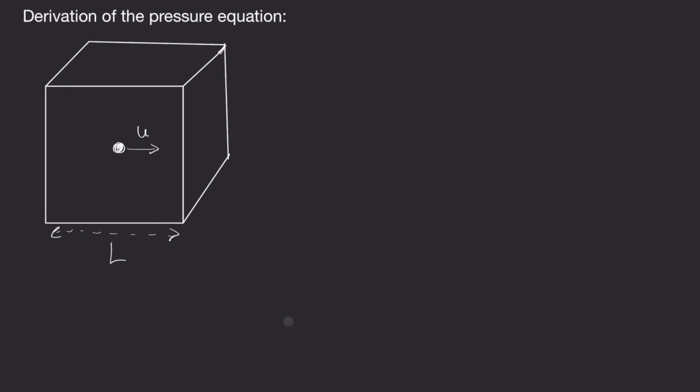Well, if that's the case, it's going to rebound with a speed in the opposite direction. In other words, with a velocity of minus u. Let's say that the mass of the particle is just m. Well, if that's the case, the change of momentum is going to be delta p, which is equal to p2 minus p1. So this here will just be minus mu minus mu, which is minus 2mu.